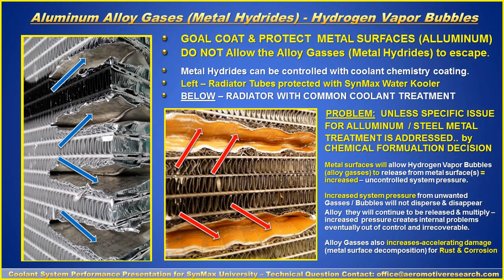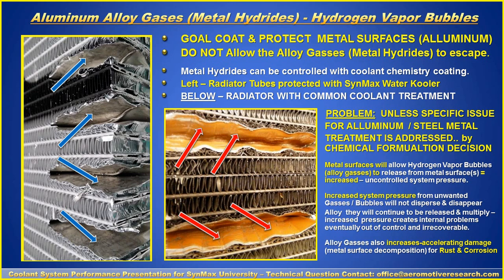You see, the goal is to coat and protect the metal surfaces of the aluminum, not to allow the alloy gases of the metal hydrates to escape. Metal hydrates can be controlled with a coolant system chemistry. In other words, they're telling you there is an answer to the problem.